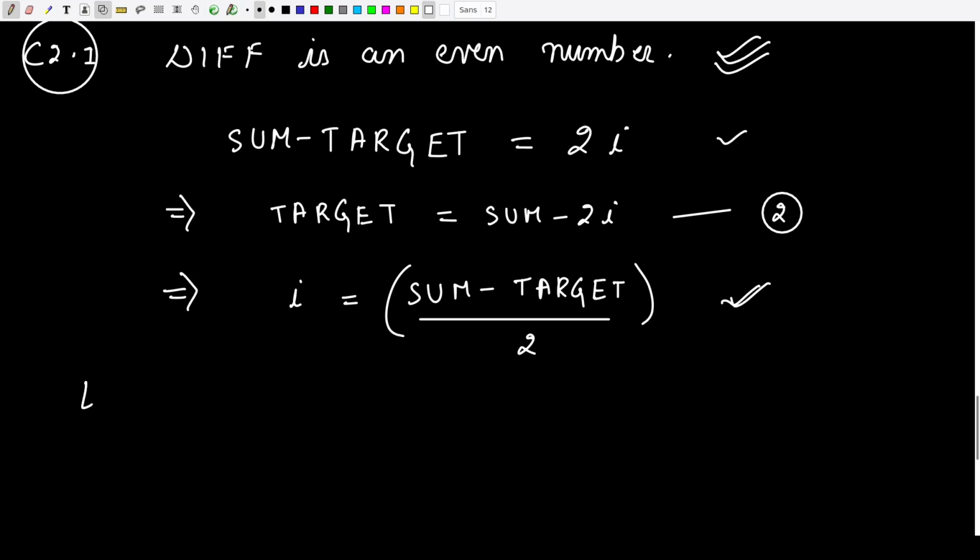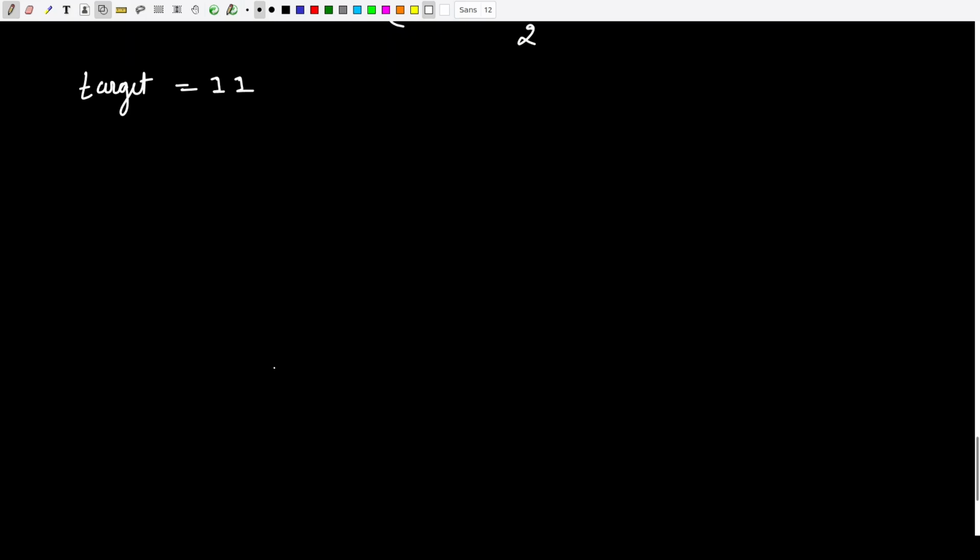So let us say over here our target is 11. Now in order to reach 11, what we are going to do is sum all the numbers all the way till n. So let us do that. 1 plus 2 plus 3 plus 4 plus 5, right? On doing so, our sum will become equal to 15, which is greater than 11.